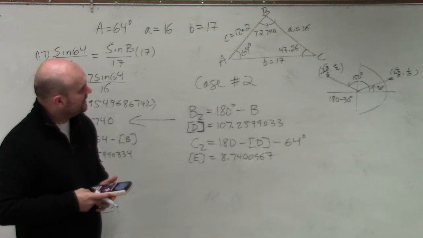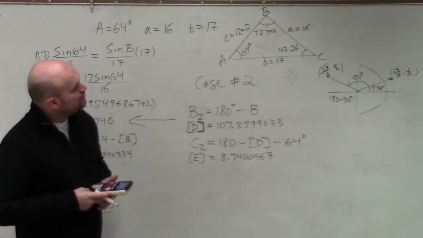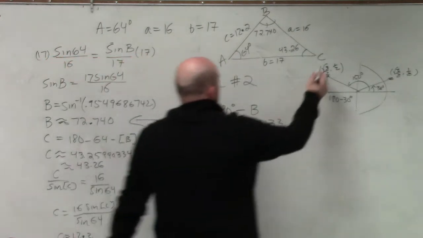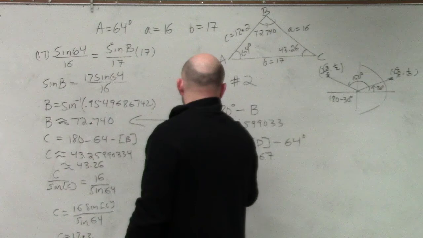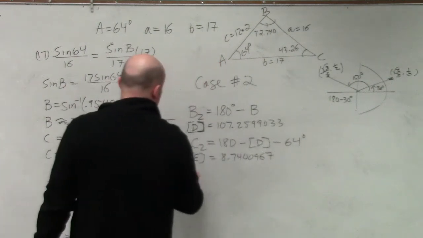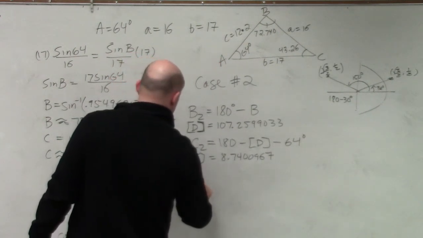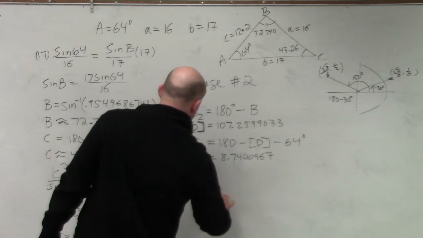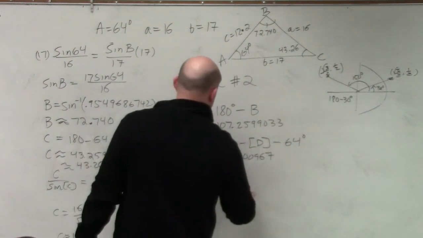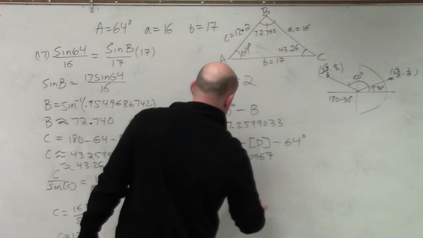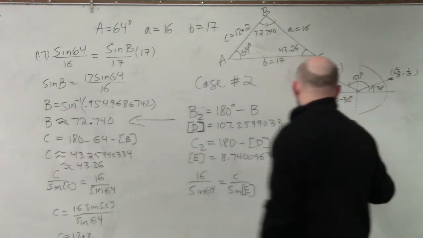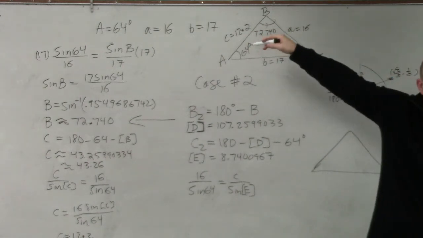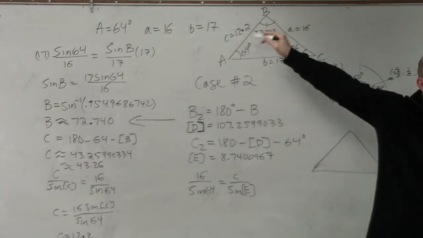Now I just need to figure out what my new C2 is. So I need to create another ratio, which would be 16 over the sine of 64 is equal to C over the sine of E. Now, one thing I forgot to mention to you guys: when you're doing a case 2, do you see how I filled in the answers here?